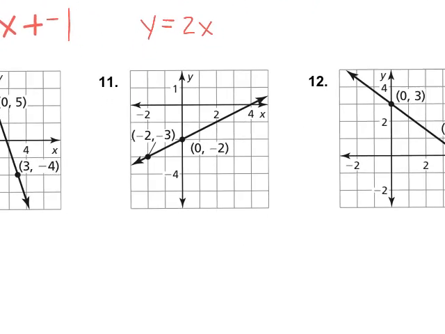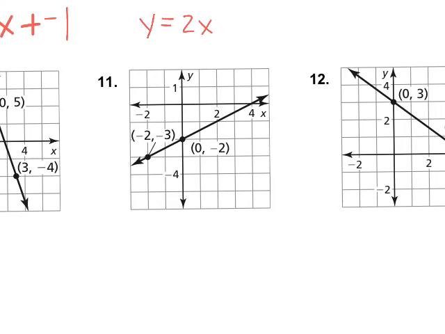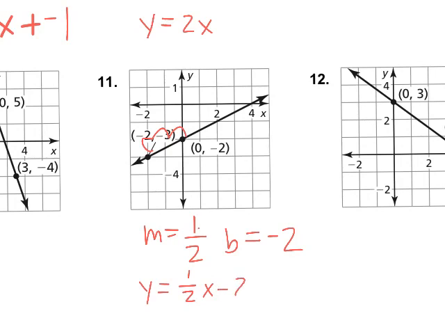Then I want to jet down and look at number 11. Okay. So it looks like my slope here is up 1 over 2. So positive 1/2. My b is crossing right there at negative 2. So I have y equals 1/2 x minus 2. Okay, you guys get the picture?